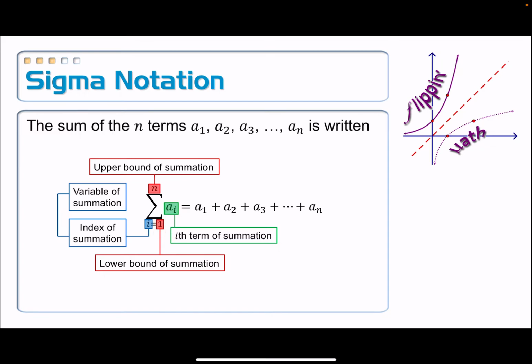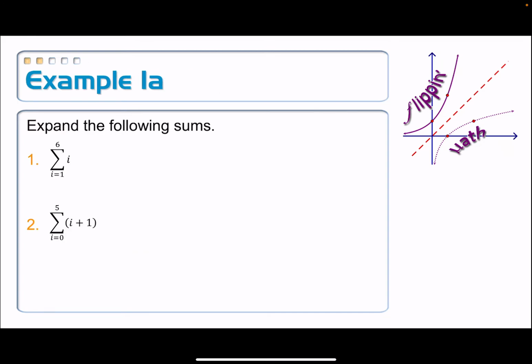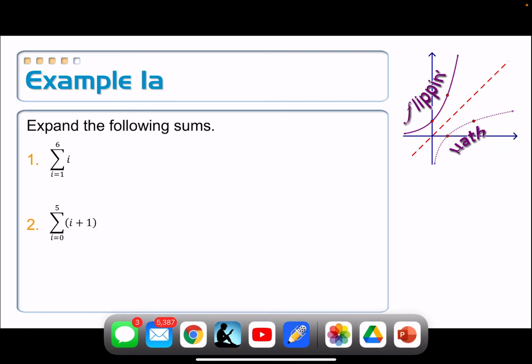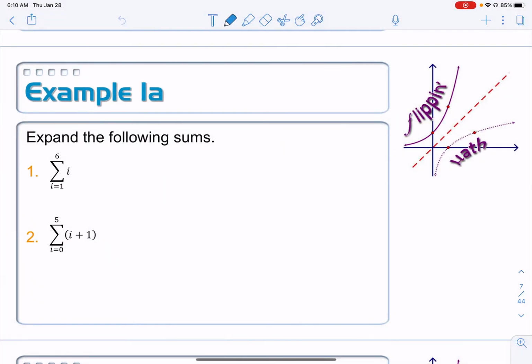All right, so now that we have kind of the notation down and the parts of the sigma notation, let's try this on a couple of sums here. We want to expand each one of these sums. We've got about 4 of them. I know it looks like 2, but there's really 2 more after this.